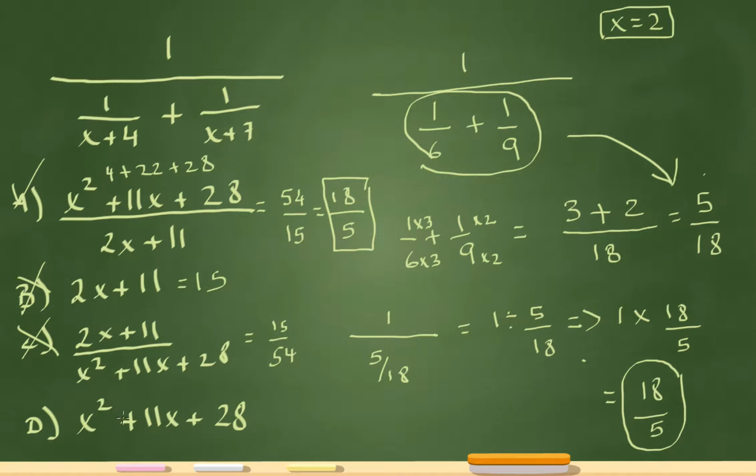And if I go to D, D is the same thing as the numerator of A, which we know is just 54. And for that reason, D wouldn't work either, making my answer A. Level 4, level 5, tough problem.